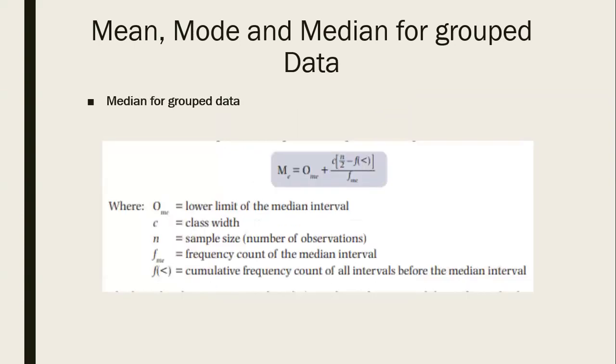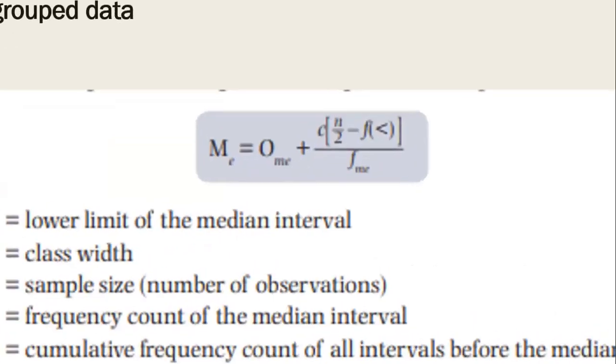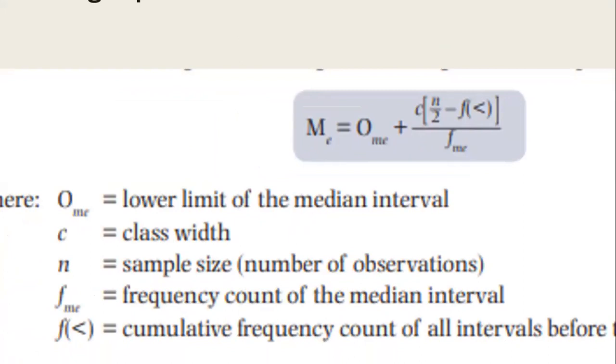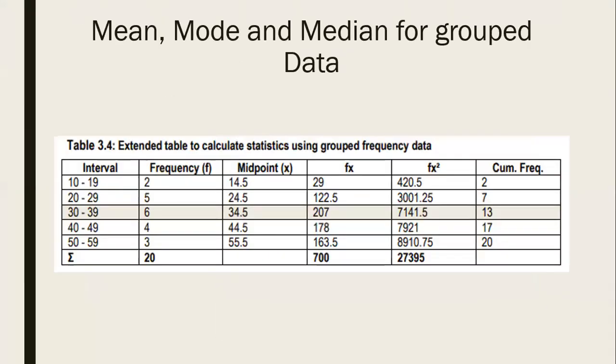Now, the median. This is the formula for the median. You have L, the lower limit of the median interval. For you to calculate the median for grouped data, you first need to find what is called the median interval.